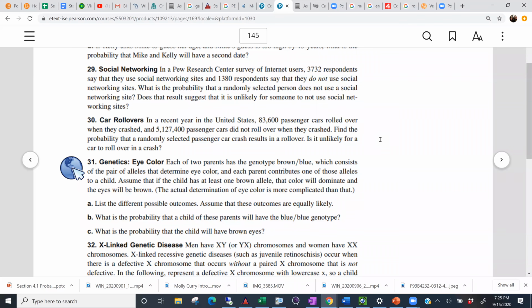In a recent year in the United States, 83,600 passenger cars rolled over when they crashed, and 5,127,400 passenger cars did not roll over when they crashed. So the question is, find the probability that a randomly selected passenger car crash results in a rollover. Is it unlikely for a car to roll over in a crash? So, let's look at that one.